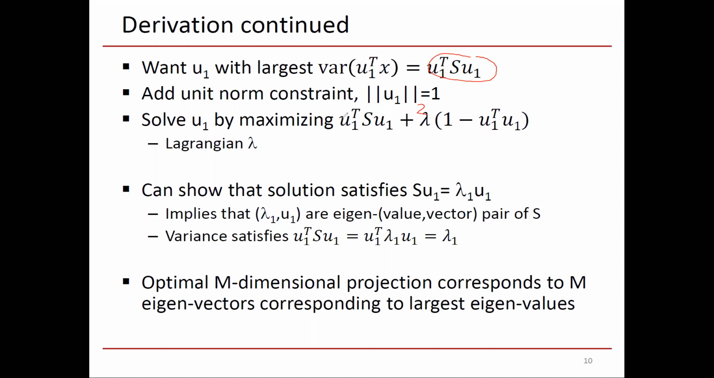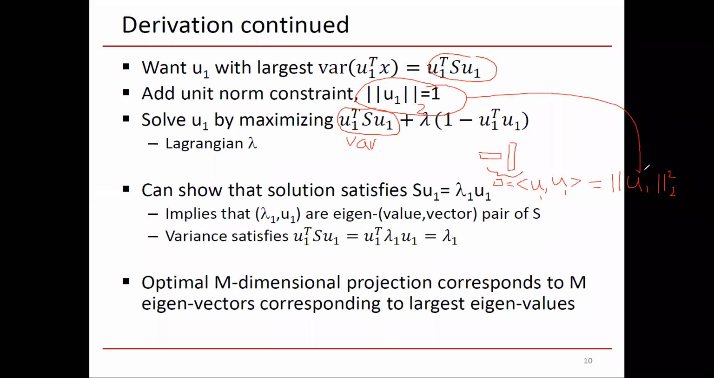How do we solve this? We maximize the variance of the coefficient, which is equal to U1 transpose S U1, plus lambda times (1 minus U1 transpose U1). Now, what's this new term? U1 is a vector, U1 transpose is a row. Their product is an inner product, which gives us a scalar. That scalar is the inner product between U1 and itself, which is equal to the squared L2 norm of U1. So we want the L2 norm to be equal to 1, which means that we want the squared L2 norm to be equal to 1.